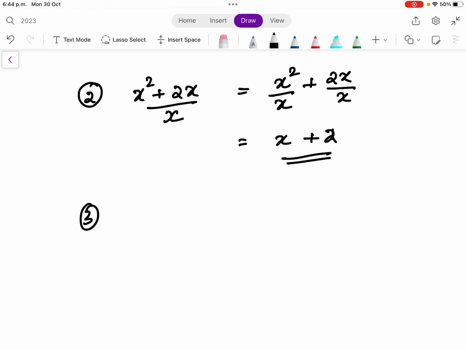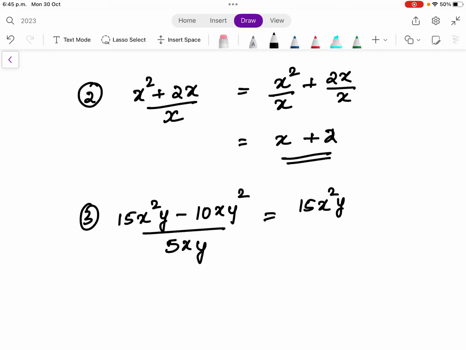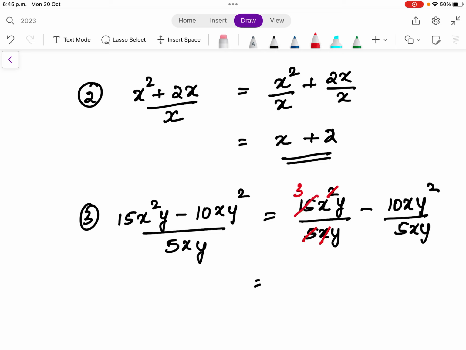Okay. Now moving on to a little difficult ones. (5x square y minus 10xy square) divided by 5xy. Same process applies. So I am just writing 5x square y over 5xy minus 10xy square over 5xy. Now I can simplify this. 5 and 5 cancel, and then x and 1x over here will cancel, y will get cancelled over here. And for the second term, 5 and 10 will become 2, x and x will be cancelled, y and 1y over here will get cancelled. So the answer will be x minus 2y.